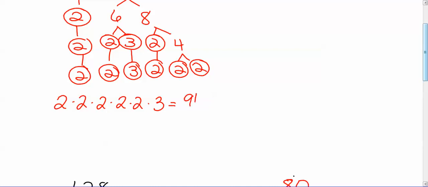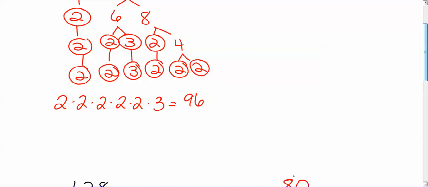2 times 2 is 4. This is a group of 4, 16. 4 times 4 is 16. 16 times 2 is 32. 32 times 3 is 96. So that works, okay? If you check that at the end and it doesn't multiply to give you your original number, then you're missing something.